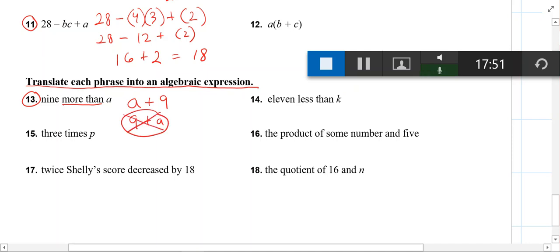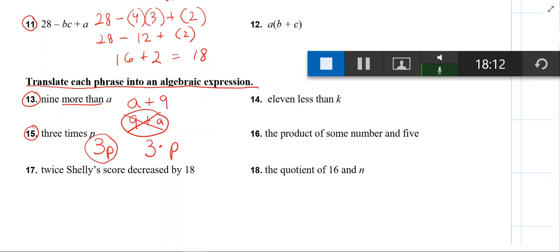Okay, the next one. All right, 3 times P, so it's 3P. Some of you guys might have wrote it like this, but this way is the best way. Us math people like to do things with the least amount of effort as possible. All right, and try 17.